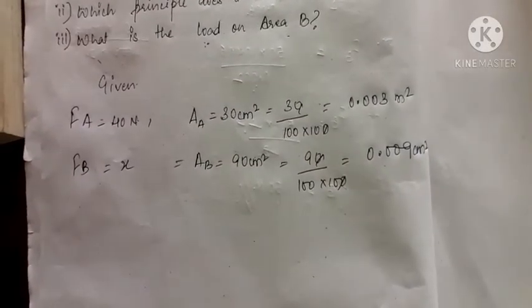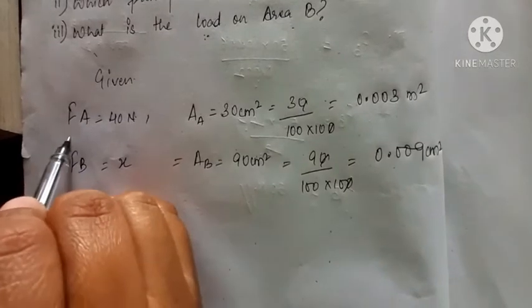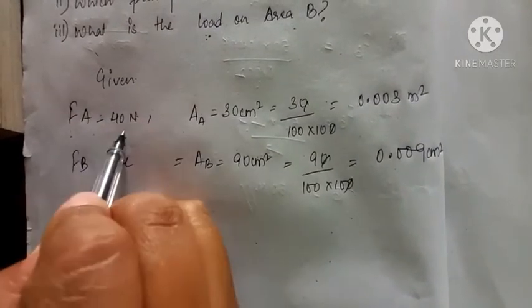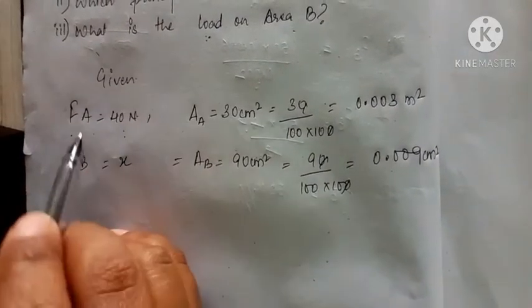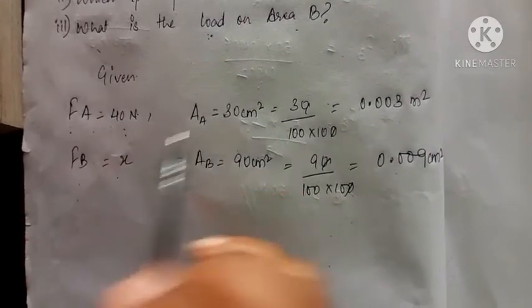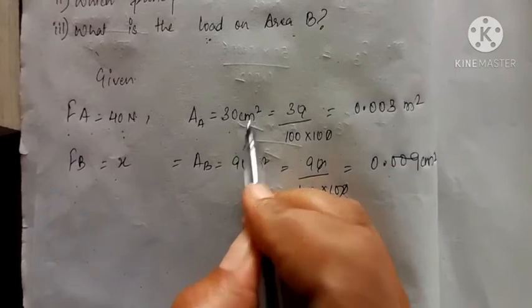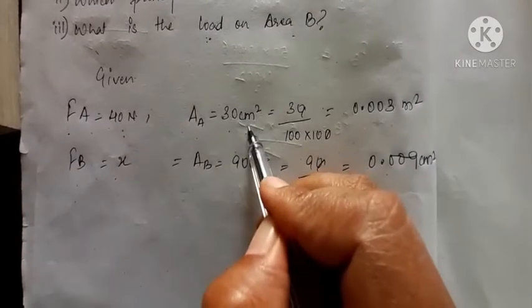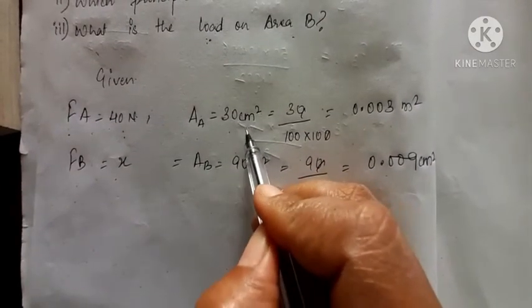So here you can see the things which are given for this numerical. Force on A is 40 Newton. Force on B is not given. Area of A is given in centimeter square. I need to change it into meter square, because meter is the SI unit.